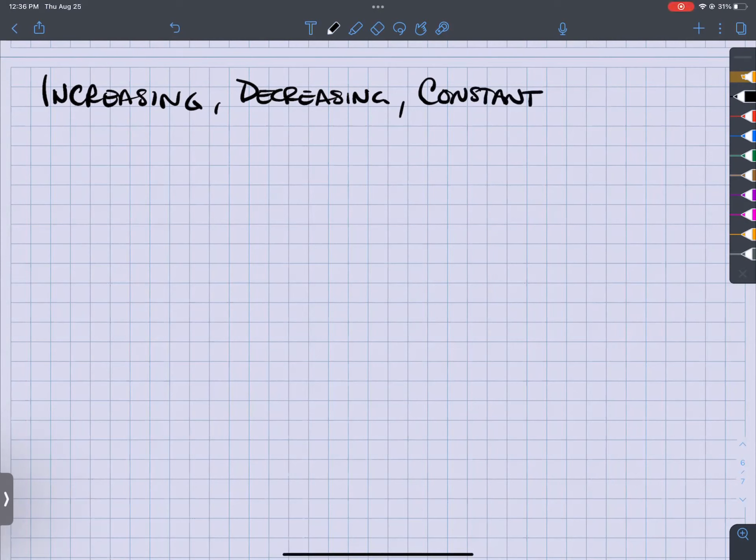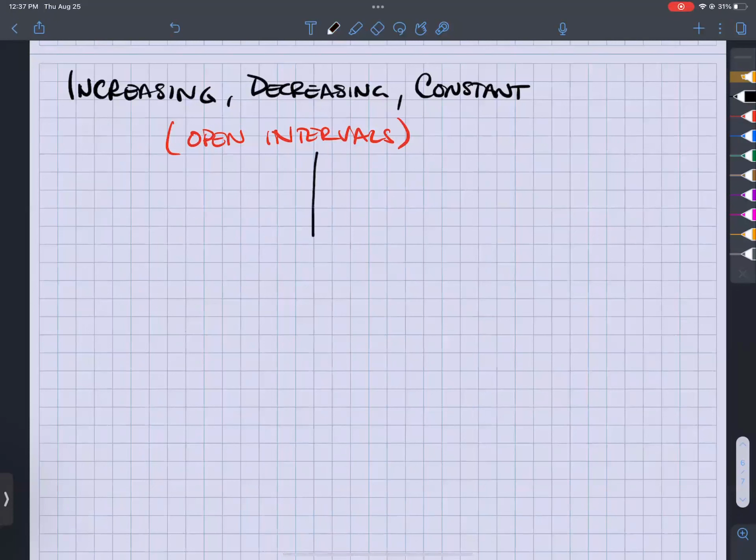Now, the part that you need to know about increasing, decreasing, constant is that these are always going to be open intervals. These have to be open intervals because when it transitions from increasing to decreasing is a transition point. So we can't really tell you if it's increasing or decreasing or constant during that one point. So that's why it's open intervals. Okay. So what does it mean by increasing, decreasing, and constant?